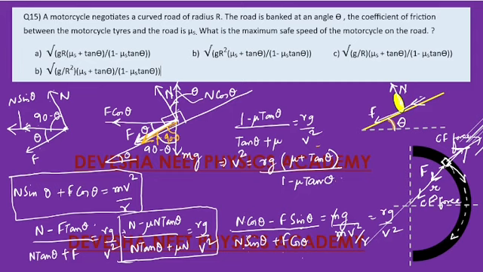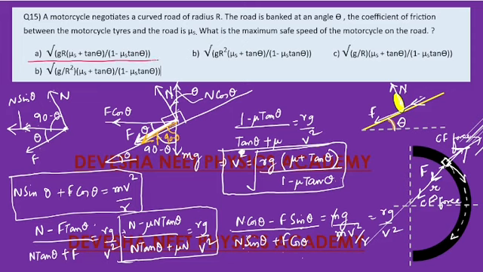Okay, so v square is this thing, right? So we have (mu plus tan theta) divided by (1 minus mu tan theta). So what will be v? v will be the square root of this one. So the answer will be the first option.